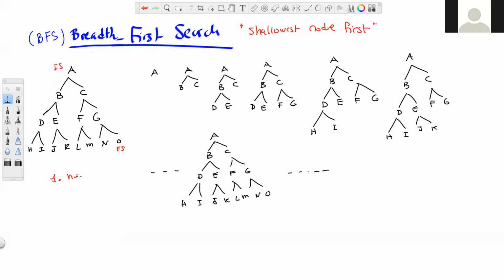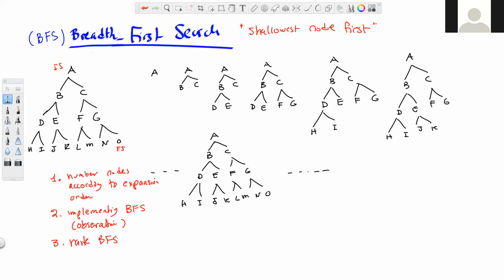We're going to do this, number nodes according to expansion order, and you can basically think about this. The other thing we're going to do is implementing breadth first search, an observation about this. Okay, so this would be an observation, which would be interesting. But the last thing we're going to do is rank breadth first search across the 4 criteria that we talked about.